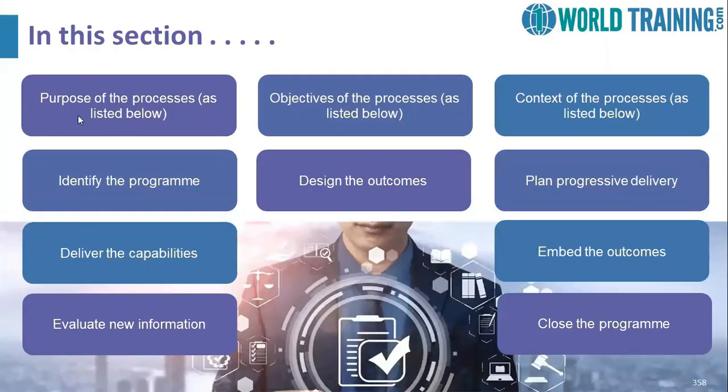We will be understanding the purpose of every process and their objectives, as well as the context or the situation, meaning what triggers a certain process and does a certain process trigger some other process. And the 7 processes we will deal with are as follows. We will begin with identify the program, followed by design the outcomes, then plan progressive delivery, deliver the capabilities, embed the outcomes, evaluate new information, and lastly, close the program.